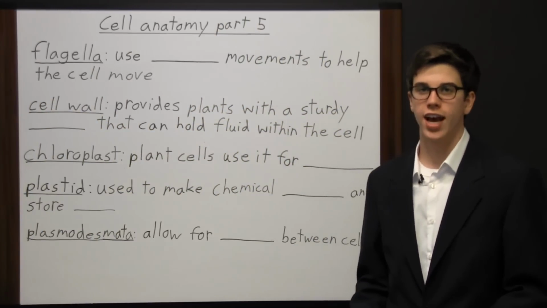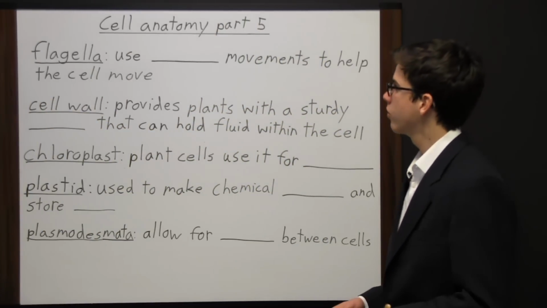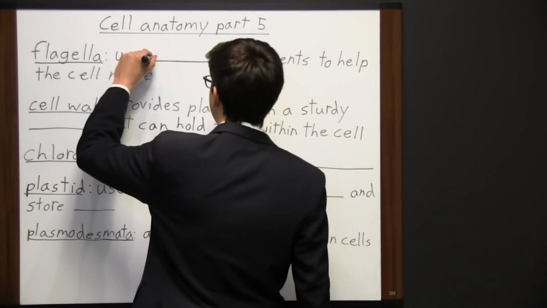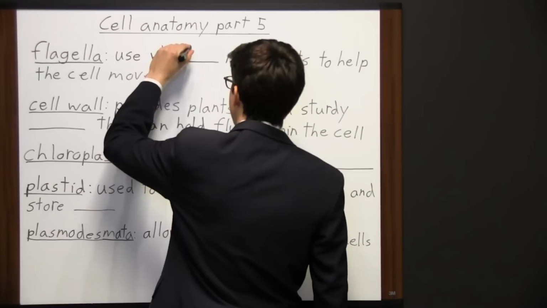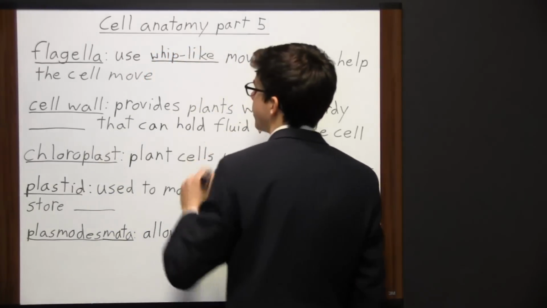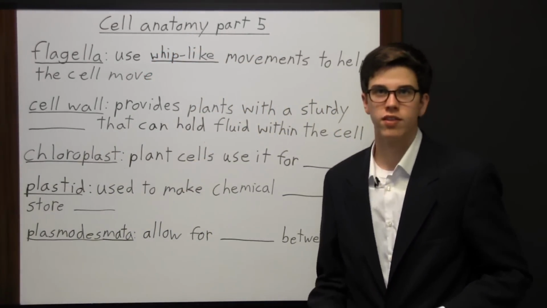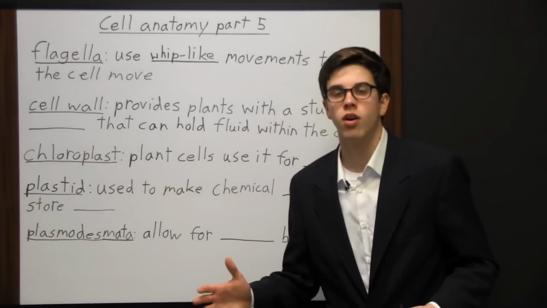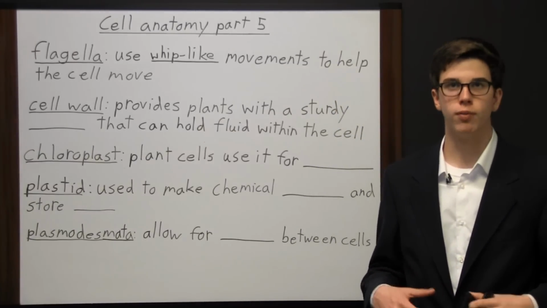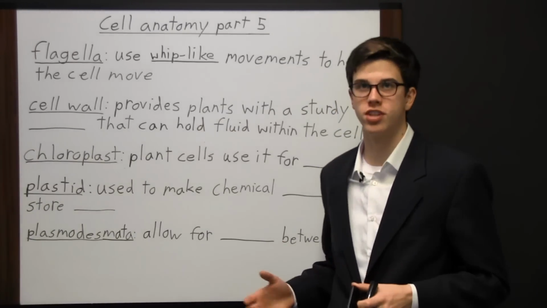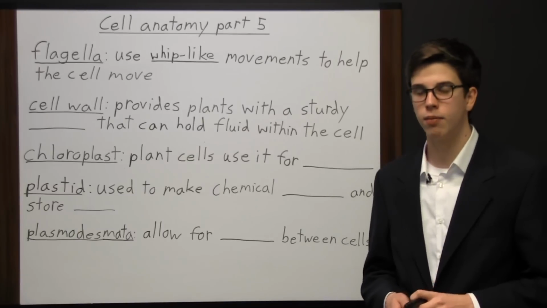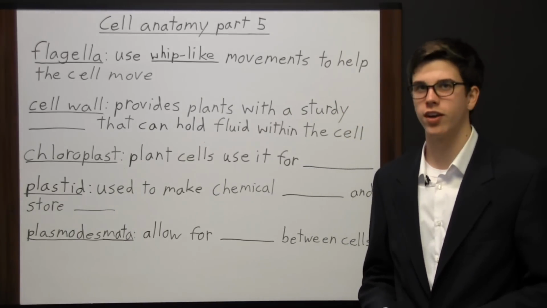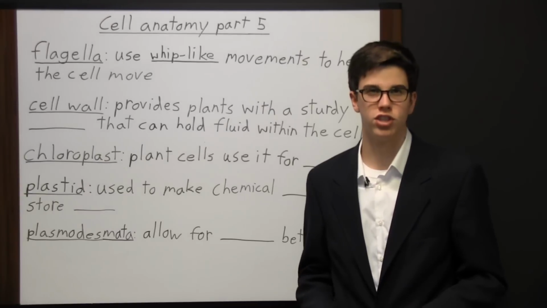We're going to take a look at some parts of cell anatomy, starting with flagella. And flagella use whip-like movements to help the cell move. These are tail-like structures on cells, and so the flagella use a whip-like movement in order to propel the cell. Now these are similar to cilia, but are usually longer and not as numerous. A cell is generally only going to have one or a few flagella.